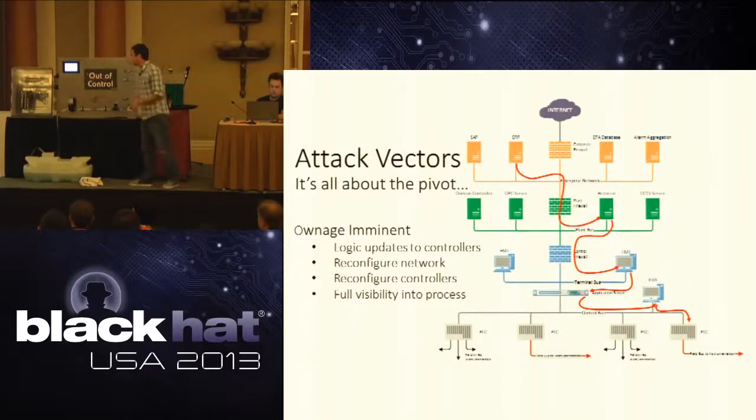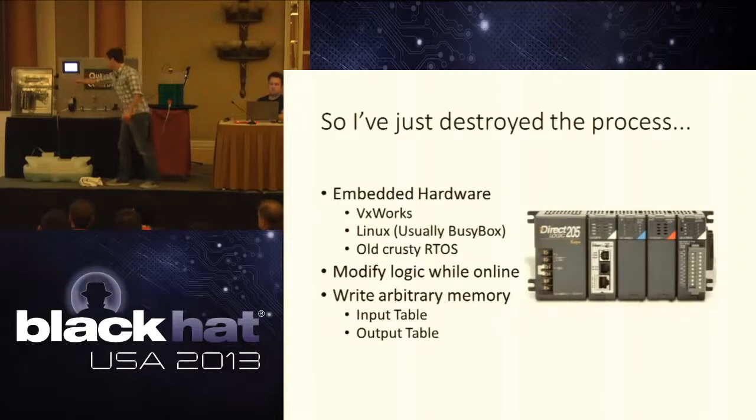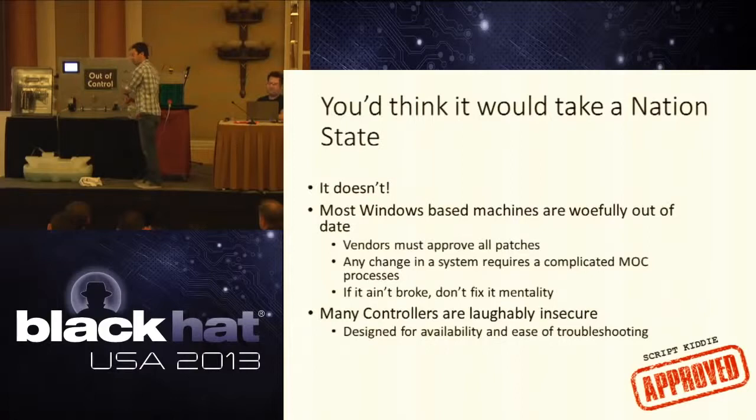So we're on the PLC, and the PLC is actually what controls the process. So once you're there, and this is what we'll be demonstrating, you have complete control of your process, because this drives the outputs in your actual process. A lot of you probably know what a PLC is, but we'll go over it quickly. It's usually just an embedded piece of hardware. It runs VxWorks or some BusyBox distro or some old crusty RTOS, QNX or something like that. And some of them, God forbid, write their own operating systems. But once you're on there, you can actually write arbitrary memory. We'll talk about what the input table and the output table are in a little bit, but those are extremely important parts of the controller itself, because that's what actually drives these I/O cards and the instrumentation attached to it.